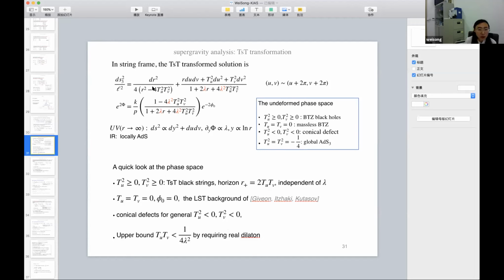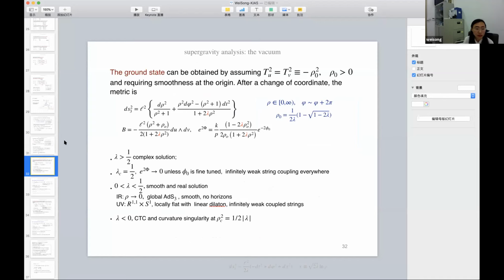We can also observe from this expression that if we want the dilaton to be real, then the product of Tu times Tv has an upper bound. If you still remember, I mentioned that in this TTbar deformation, the product of the two temperatures also has an upper bound. And actually that's the same thing. So let's first look at the ground state.